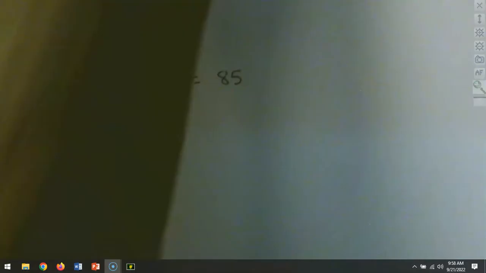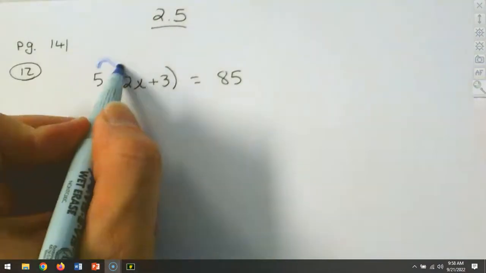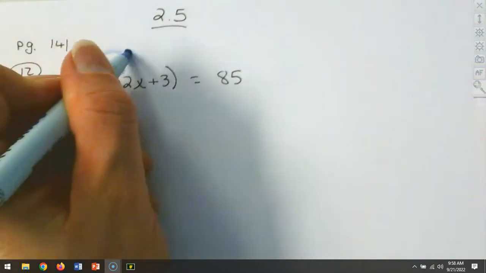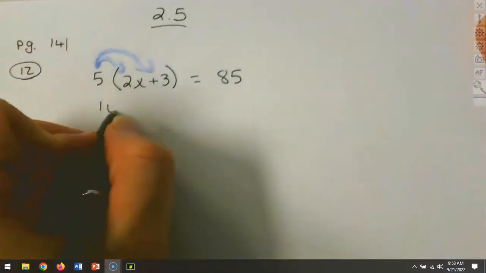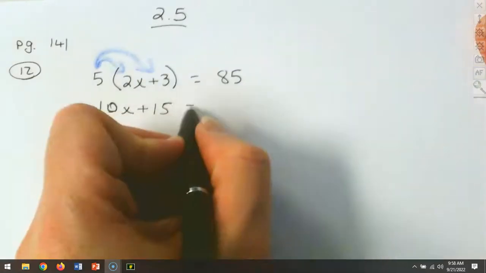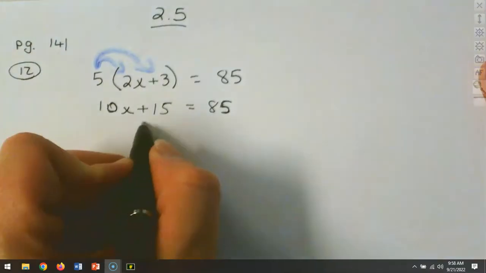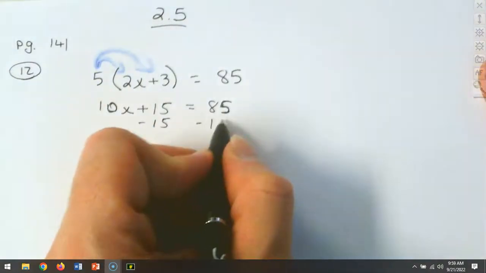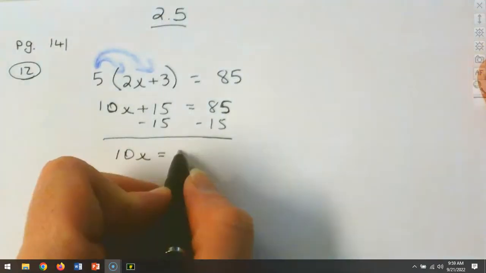Now, how do we finish this? We've done a lot of these so far. We distribute the 5 through the 2x and the 3, just like we've done. When we distribute that through, that leaves me then with a 10x. 5 times 3 is 15. That equals your 85. What's my next step going to be? Can someone tell me? Move the 15 over with subtraction, because it needs to go to the right. And that leaves you now with 10x equals 85 minus 15, that's a 70.